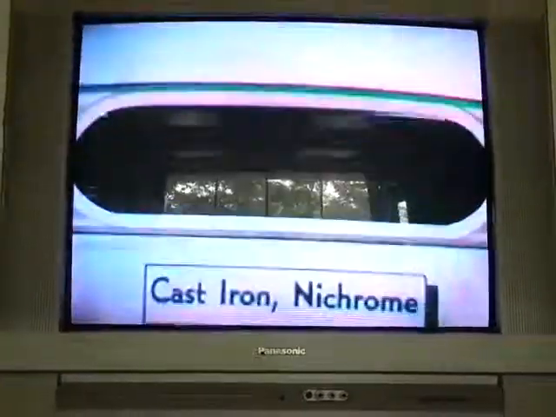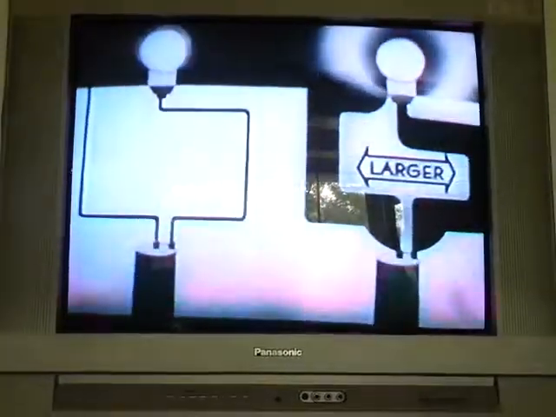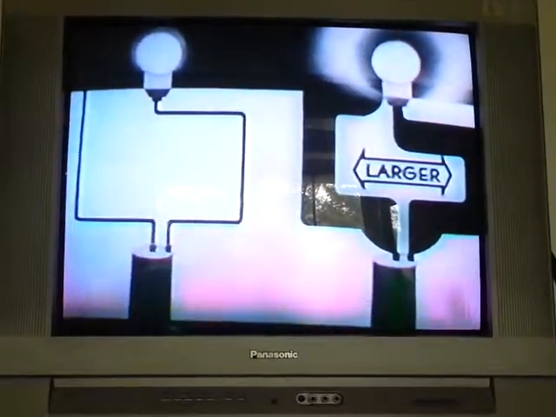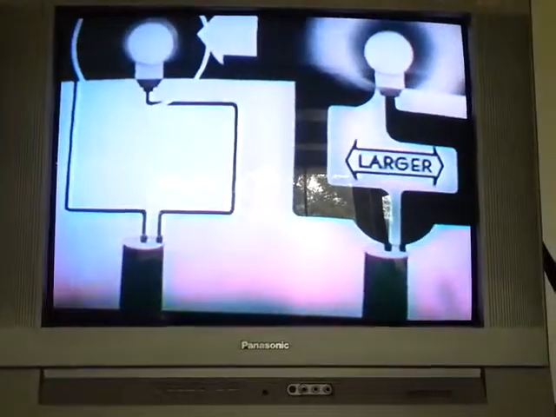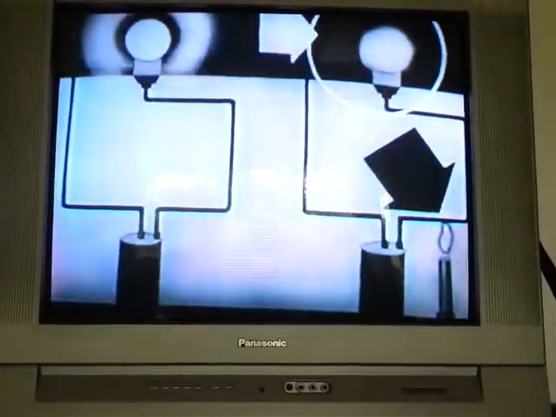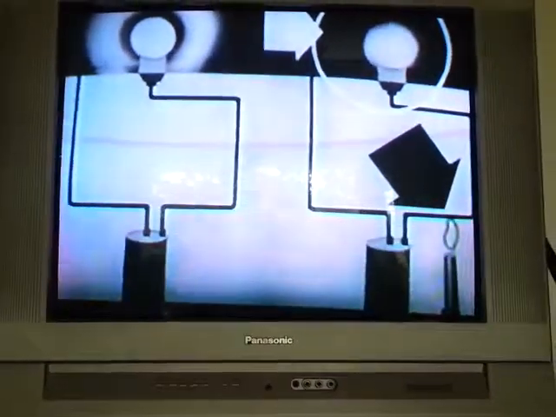Three other factors affect the resistance of a conductor. First, its length. The longer it is, the greater its resistance, as shown by the dimness of the lamp. Second, its size. The larger the conductor, the less will be its resistance. With the smaller one, the light burns less brightly. Third, the temperature. When the temperature is increased, the resistance is usually increased.